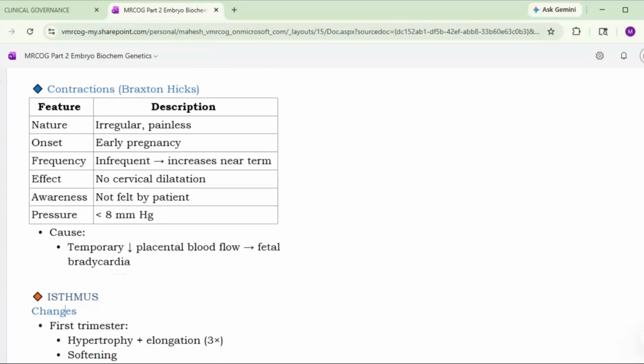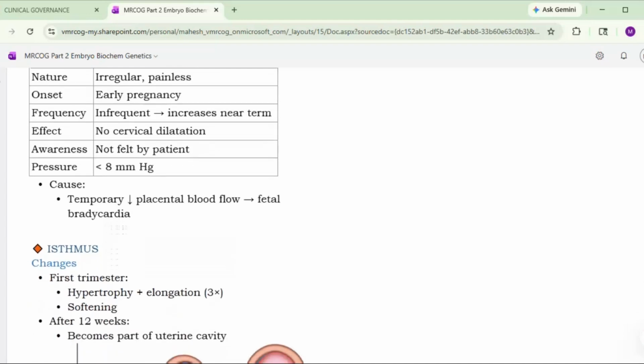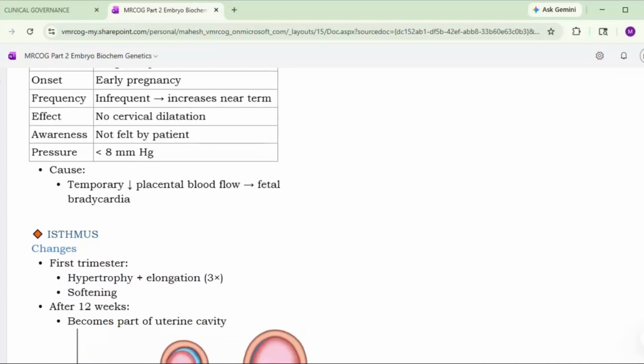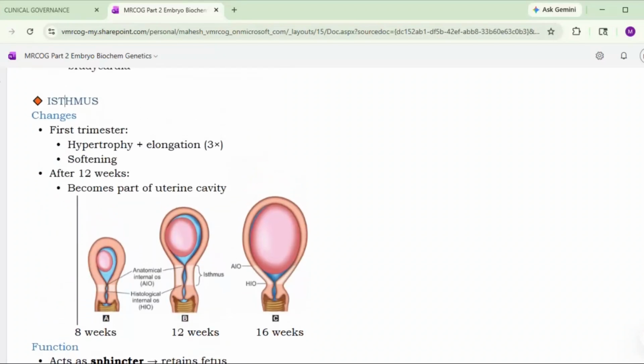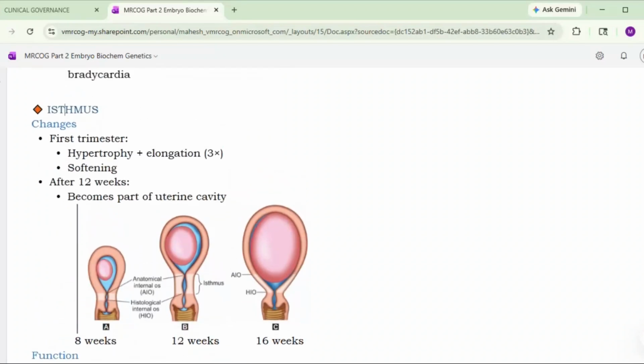There is a temporary decrease in the blood flow because of these contractions, and it may lead to fetal bradycardia. So these Braxton-Hicks contractions you should remember. So the uterus we have seen. Now we'll talk about the isthmus.